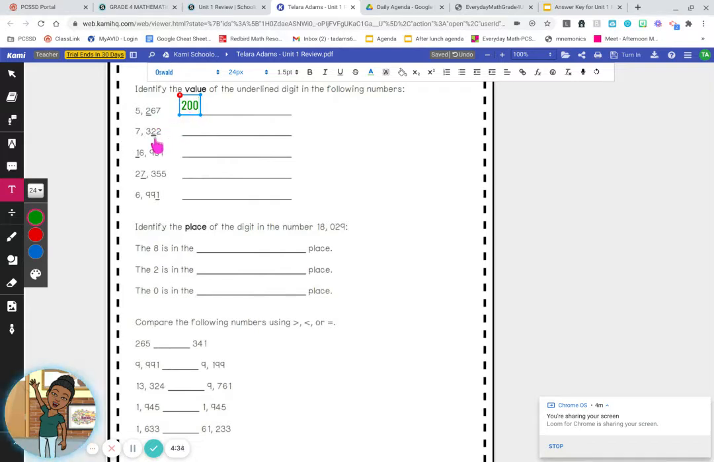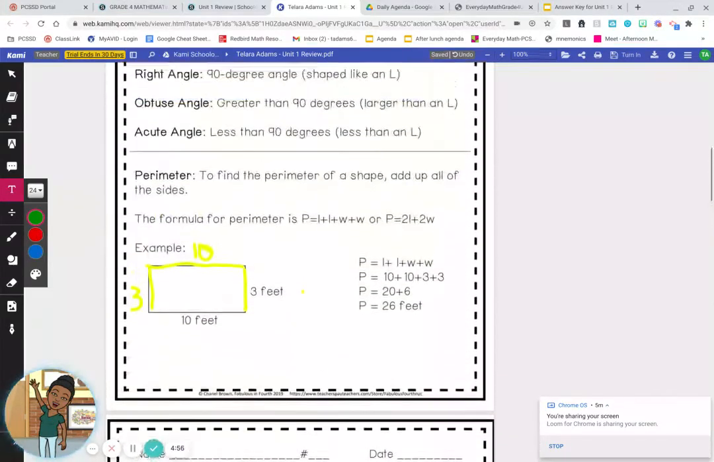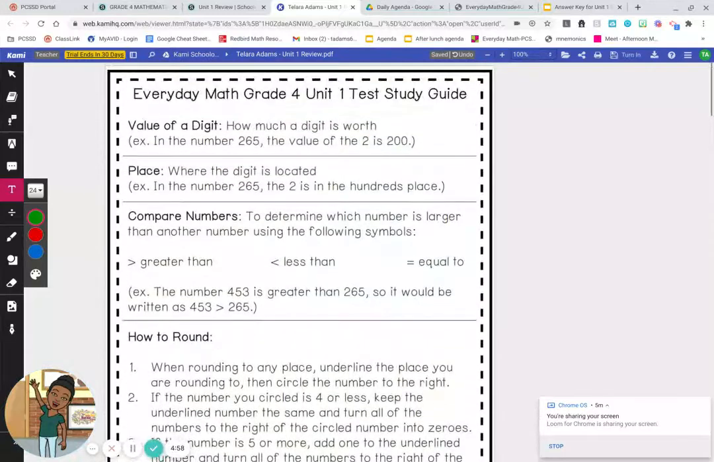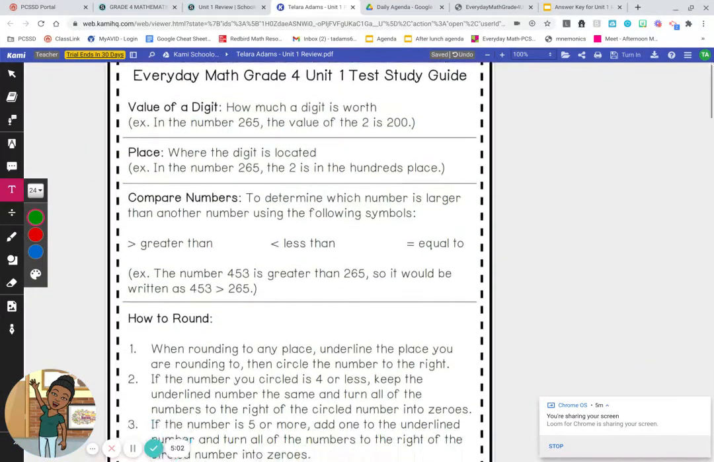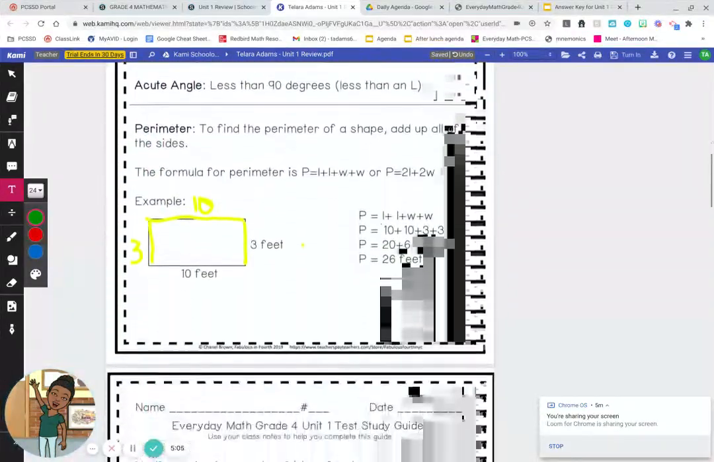What about the value of the 2 in 7,322? This first 2 was underlined. The 2 stays the same. The digit after it is now a 0. Keep going for these last 3. We're not changing any numbers here. We're finding the value. If you scroll to the very top, you will see the value of a digit is how much a digit is worth. Let's keep going.